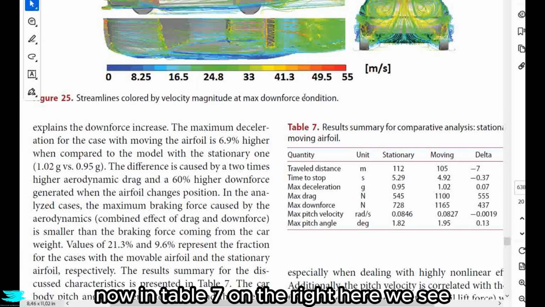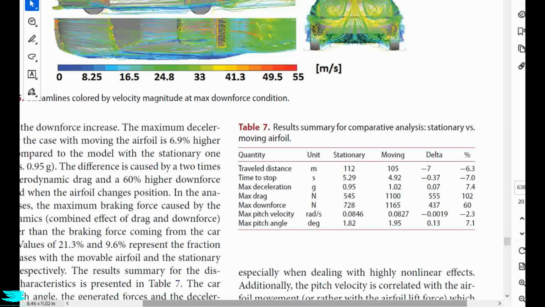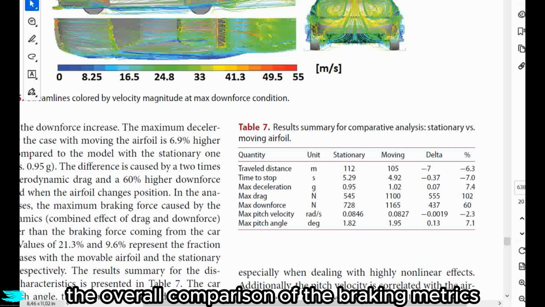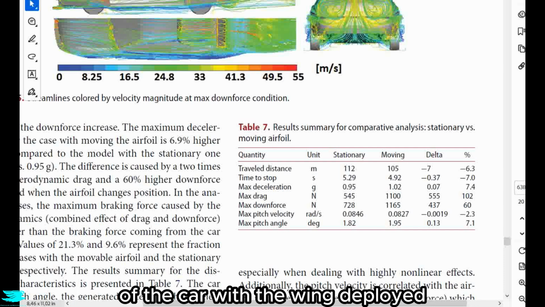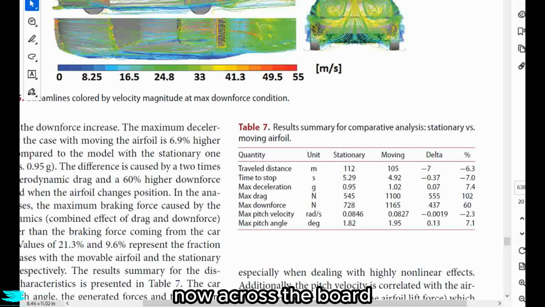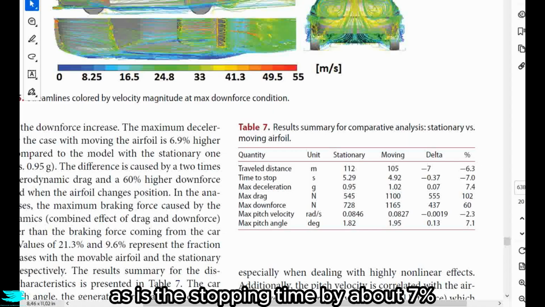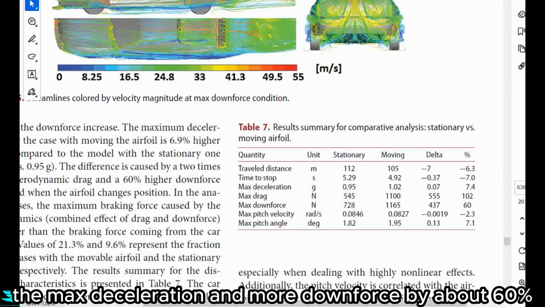Now in table 7, on the right here, we see the overall comparison of the braking metrics of the car with the wing deployed. Now across the board, the metrics are pretty much better when the wing is deployed. The stopping distance is lower, as is the stopping time by about 7%. There's greater deceleration and more downforce by about 60%.